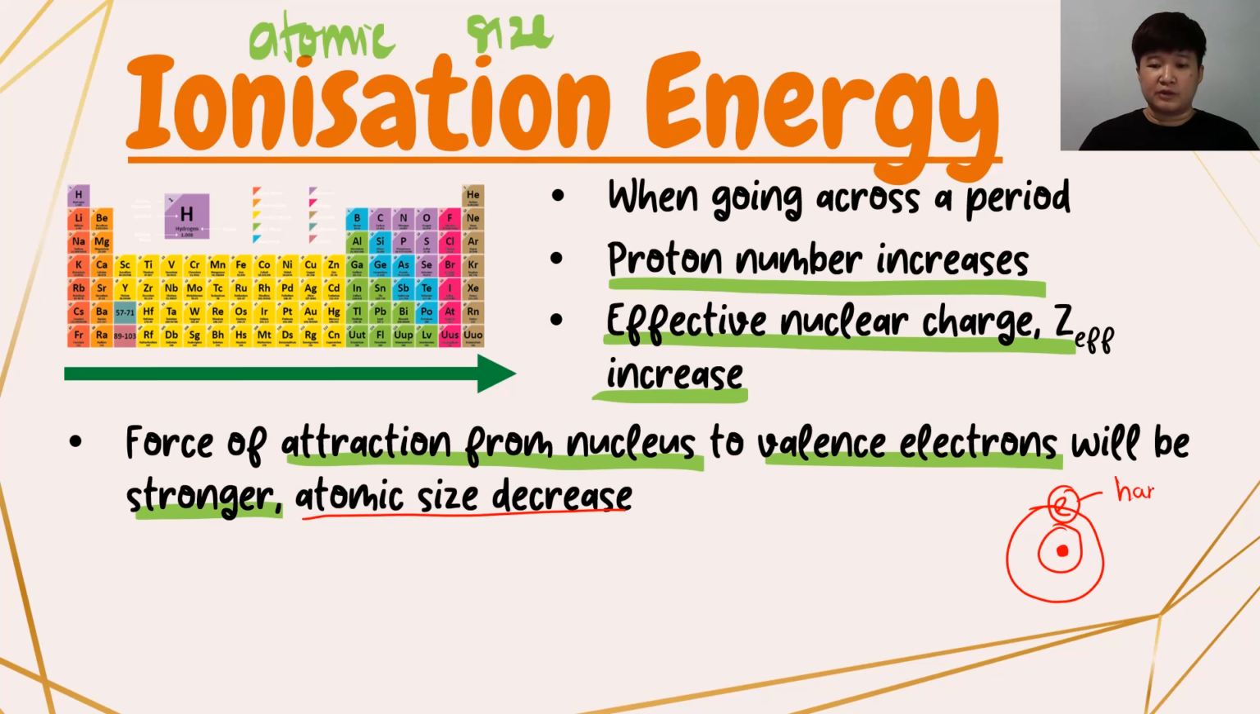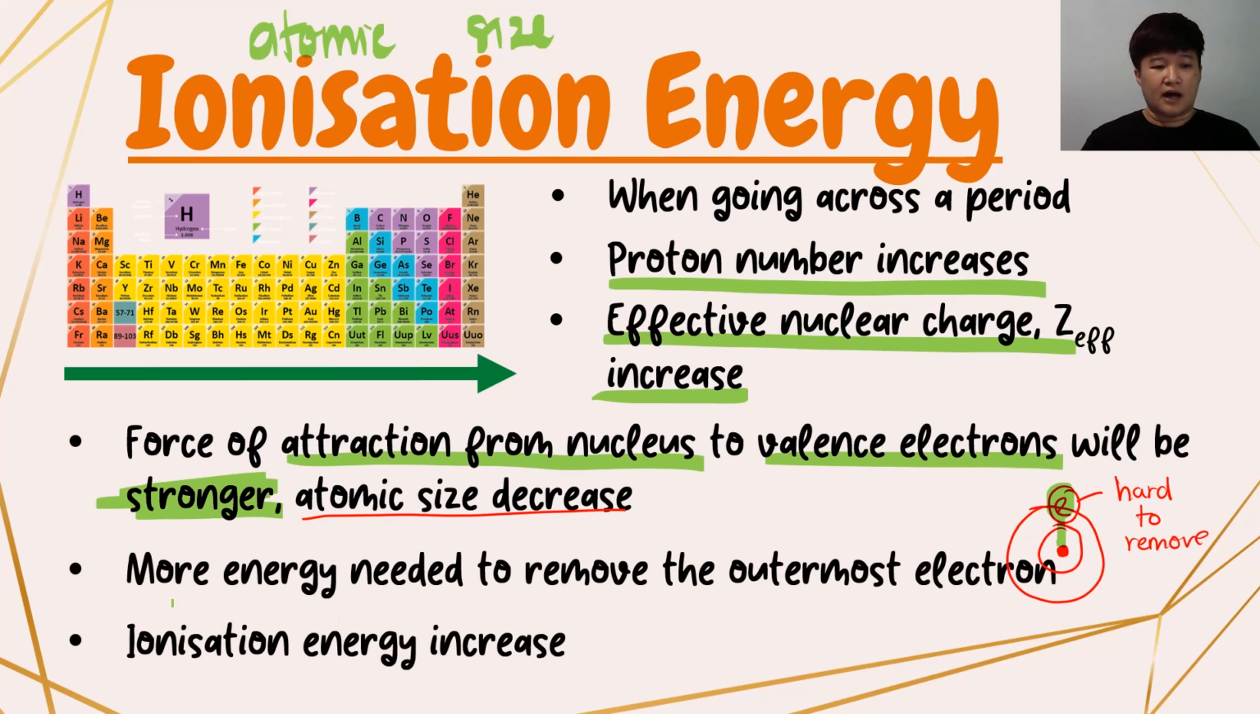Of course, it will be very hard to remove. Why? Because the force of attraction from the nucleus to the valence electron is very, very strong. When it's very strong, it means that the electron is tightly close to the nucleus. Therefore, it's very hard to remove, and I will need more energy to remove it. When I need more energy, the ionization energy increases when you are moving across a period.